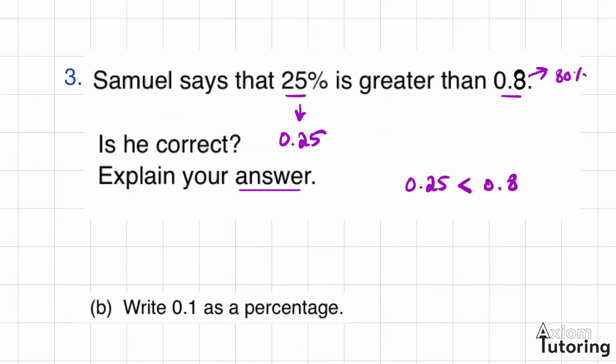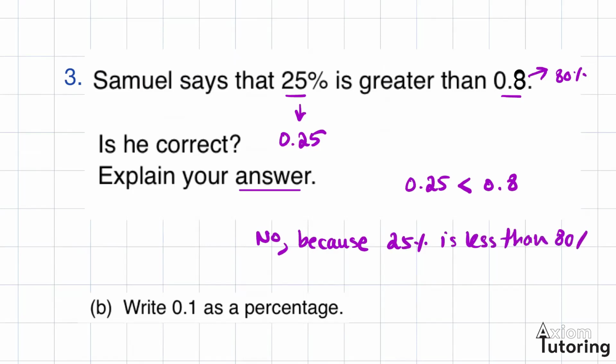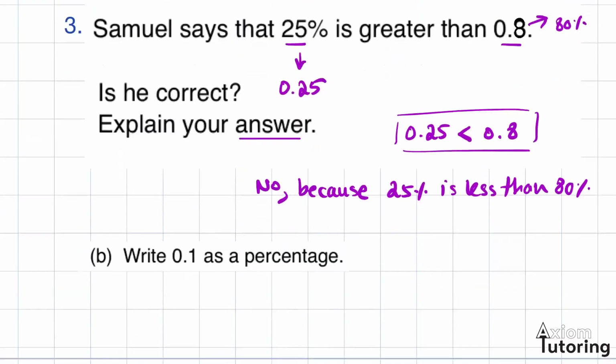0.8 is actually 80%. And so is he correct? No. And you can say, because 25% is less than 80%. Even this alone would suffice.